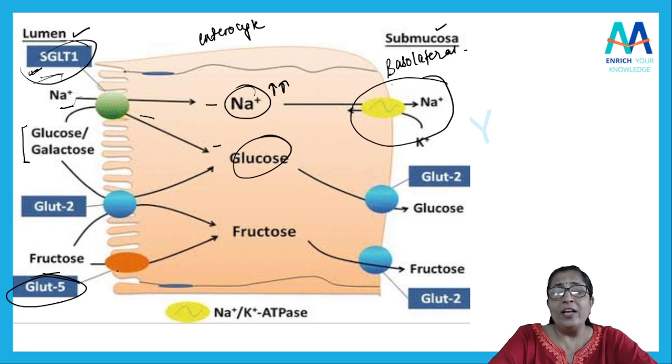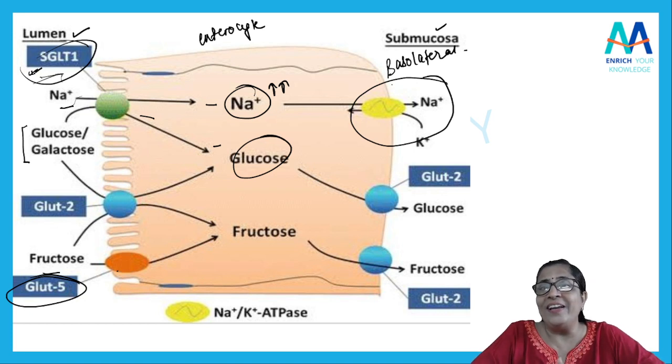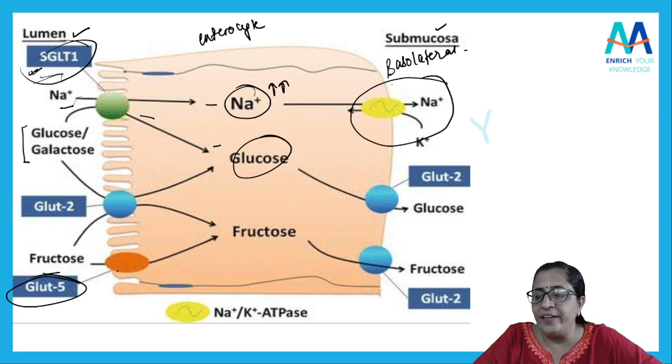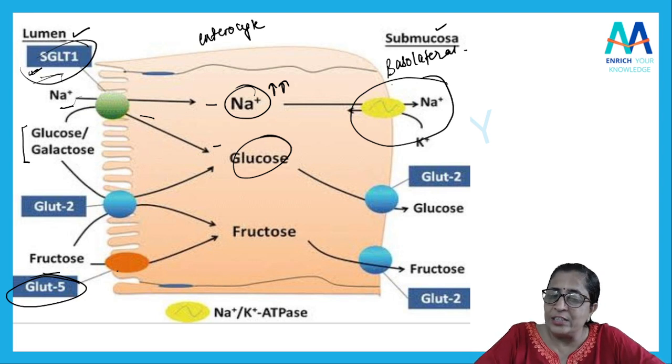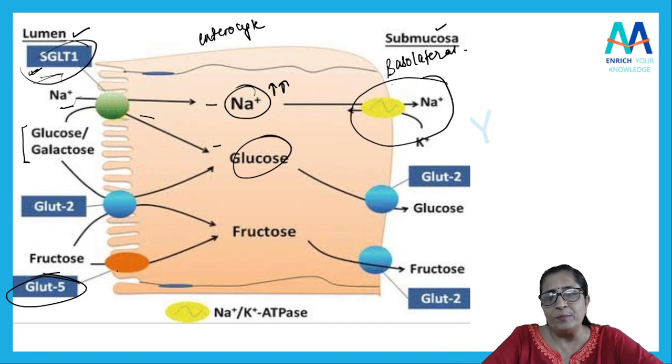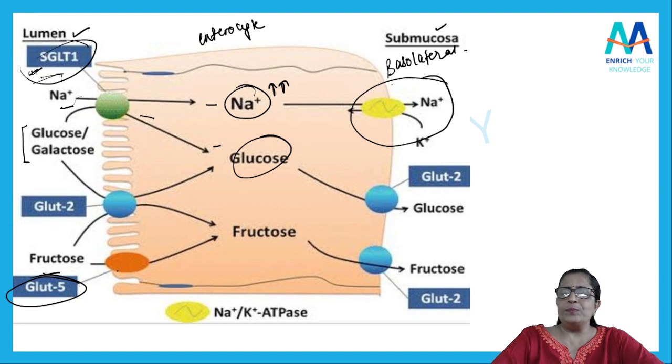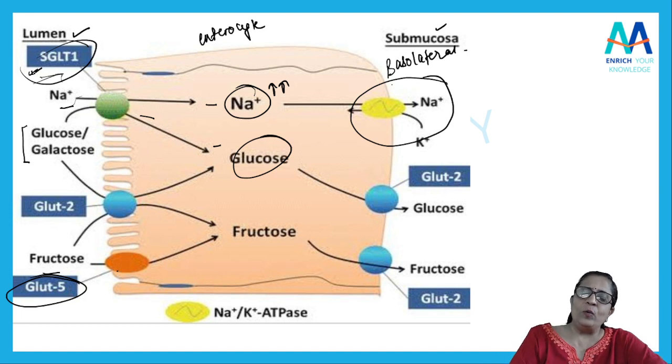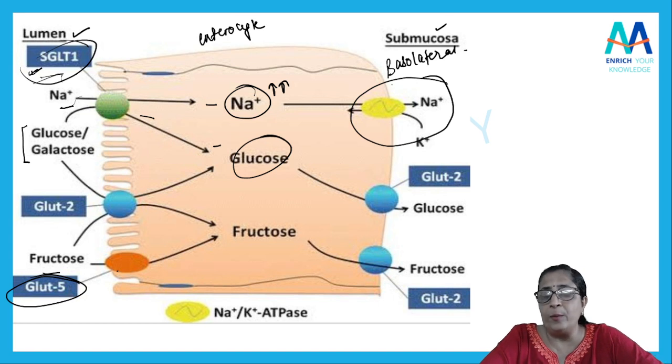Got it? Why? Because the concentration gradient is disturbed. Outside inside का जो gradient रहता है, that will be disturbed, isn't it? So it is very necessary to maintain the concentration gradient of sodium. Clear? So if SGLT will not work, then there will be no absorption of glucose again. So that will be a problem.